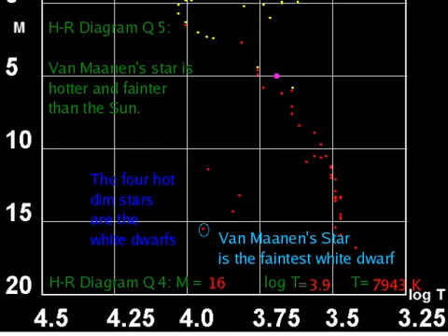I'm going to save this slide. So let's go to question 6. How many of the closest stars are cooler than the sun? Okay, let me load up another version of this diagram.